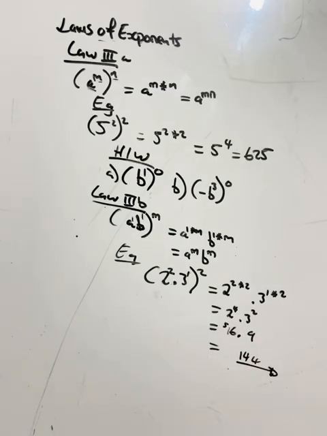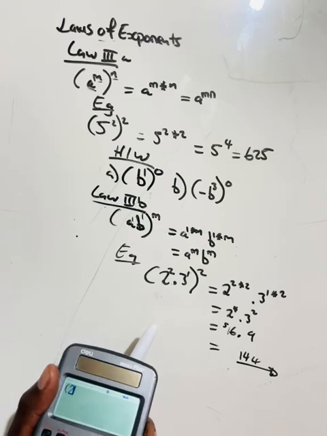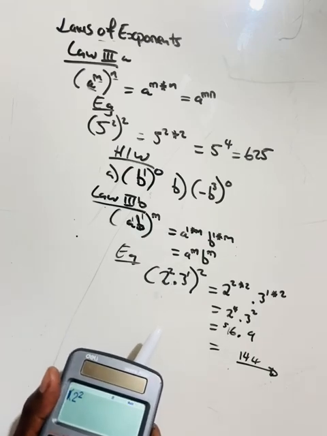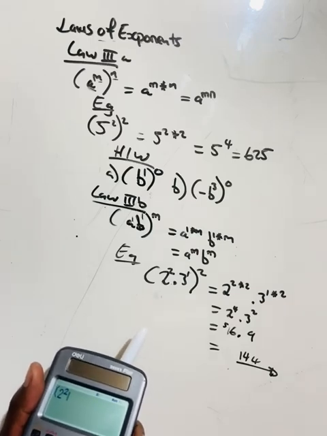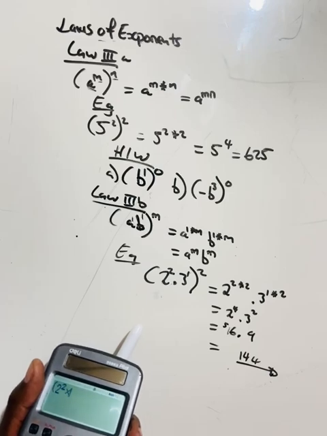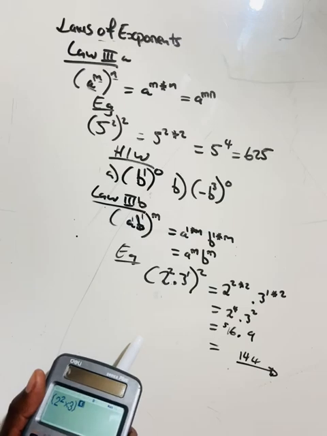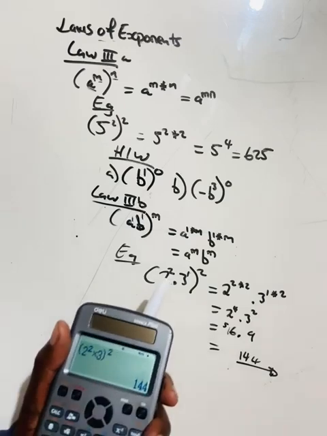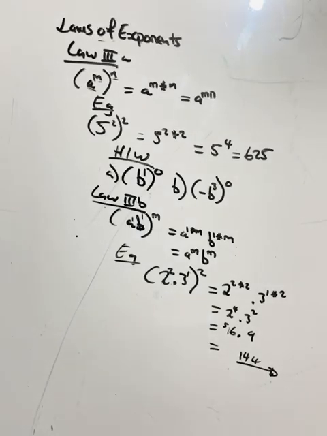Let's just confirm with our calculator whether what I have done is correct. So we open the bracket and we say 2 to the power 2 multiplied by 3. We close the bracket and we say to the power 2. And the answer that we get is 144. All right. Last but not least, I'm not going to give you homework for this.